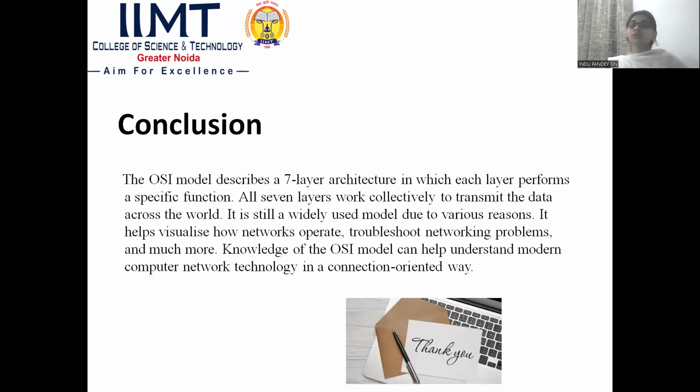The conclusion of today's class is that the OSI model refers to a 7-layer architecture in which each layer performs specific functions. All 7 layers work collectively to transmit data across the world. It is still a widely used model for various reasons. It helps visualize how networks operate, troubleshoot networking problems, and much more. Knowledge of the OSI model can help understand modern computer network technology and connection oriented way.